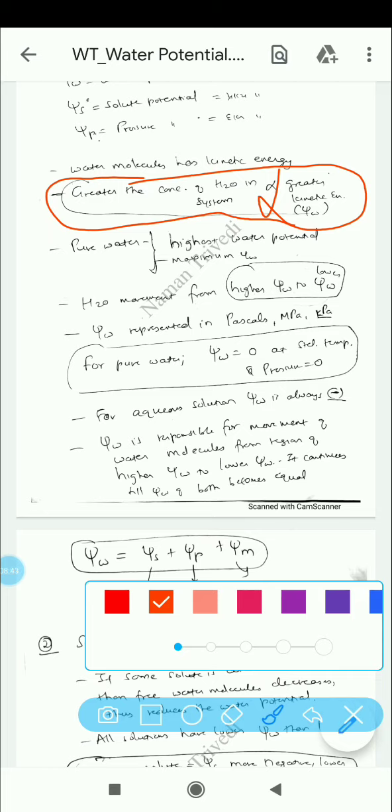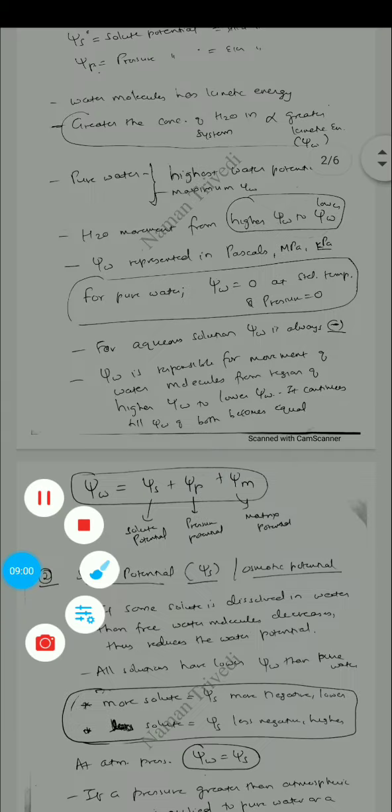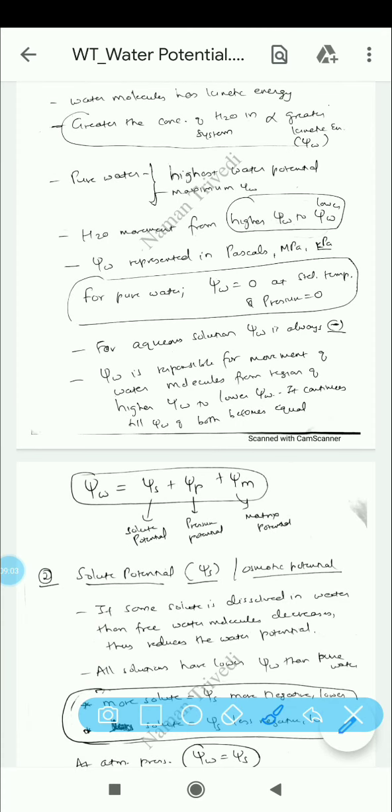So the greater the kinetic potential, the greater the energy. Now pure water will have the highest water potential. Technically pure water is not possible. Why? Because water will always have some minerals or something dissolved in it, unless you prepare it industrially, like millipore water. Otherwise, completely pure water is not possible, because a lot of things will dissolve in it.